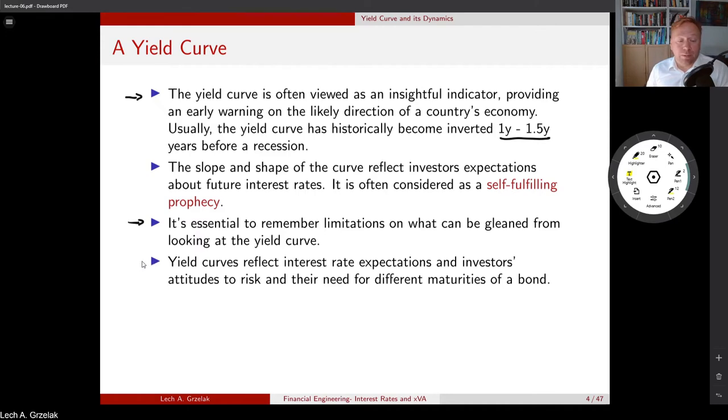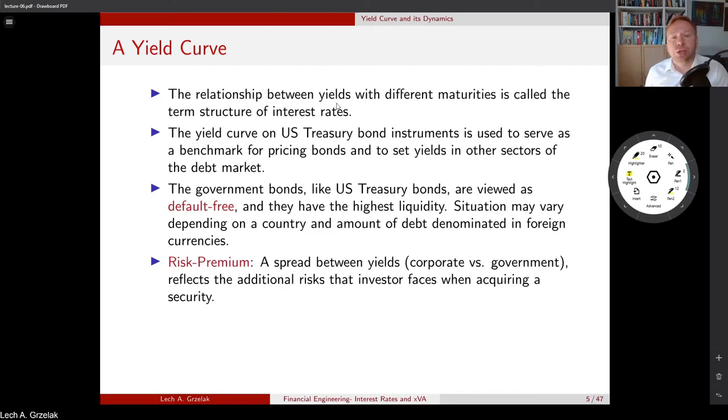Okay, and that will be the last point. The yield curve reflects interest rate expectations, as I just mentioned, and investors' attitudes to risk and their need for different maturity bonds. Like I just mentioned, this is capital flow from short-term bonds to long-term bonds. This is exactly what we see, and it's related to the risk appetite of investors. The relationship between yields with different maturities is called the term structure of interest rates.